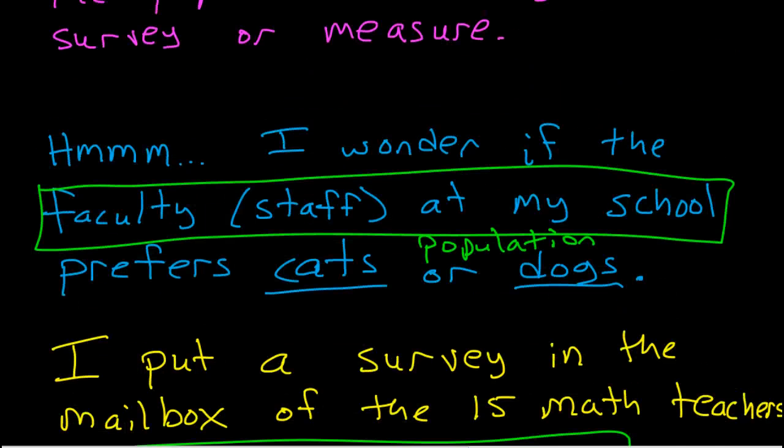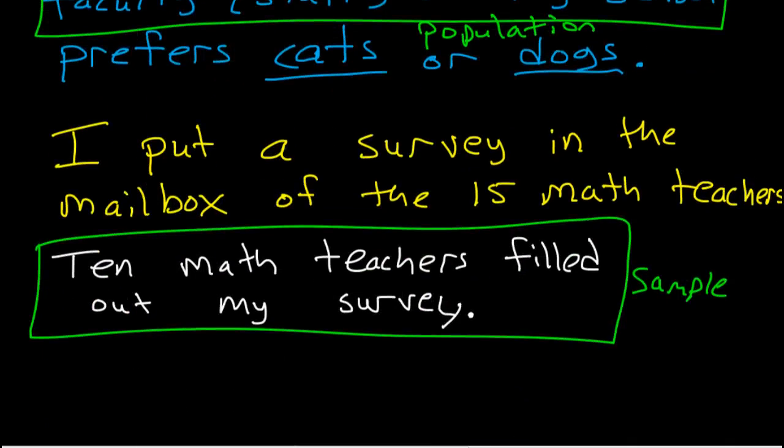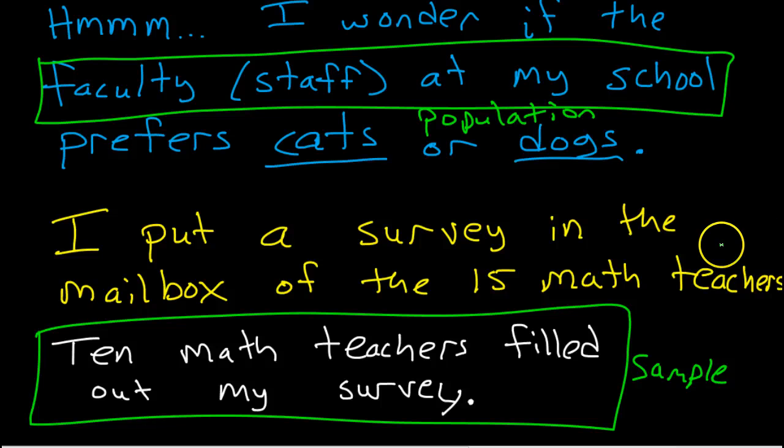Okay, the sample is the group of people that you survey or measure. Now, the people who didn't fill out the survey did not get surveyed. Having a survey in your mailbox does not give me any information. So the surveys that are completed, that's the smaller set of information that I have. That's the sample. They have to fill out the survey to be part of the sample.